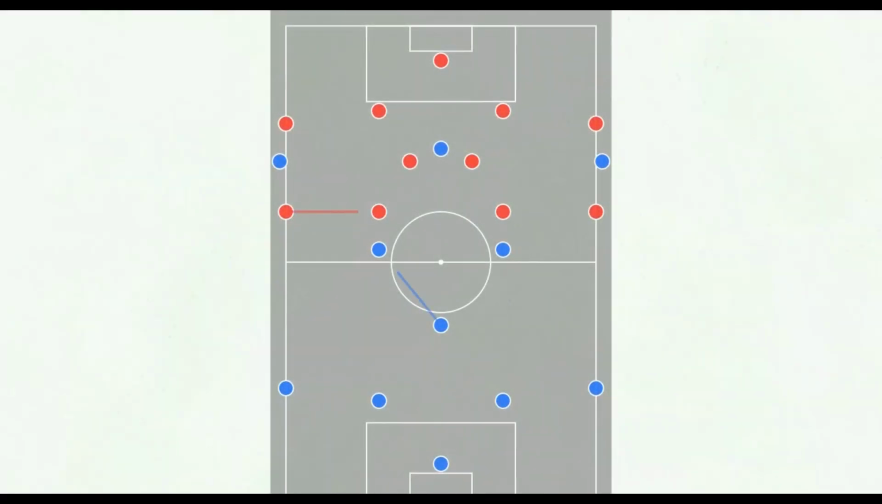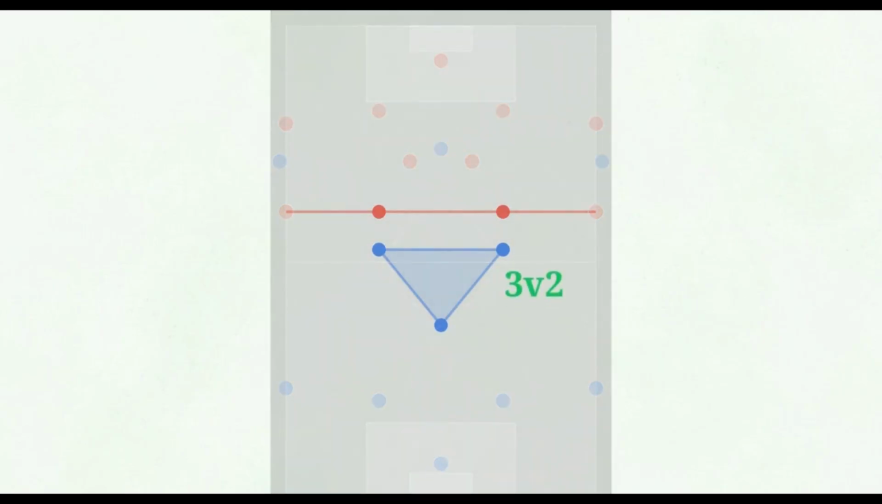This diagram shows the numerical distribution of both systems in the central channel. A mathematical problem emerges for the flat 4-4-2. Because it relies on a two-man central midfield, it is instantly outnumbered by the 4-3-3's three-man midfield. This 3 versus 2 advantage guarantees the 4-3-3 team a free man. That free man is usually the single defensive pivot.